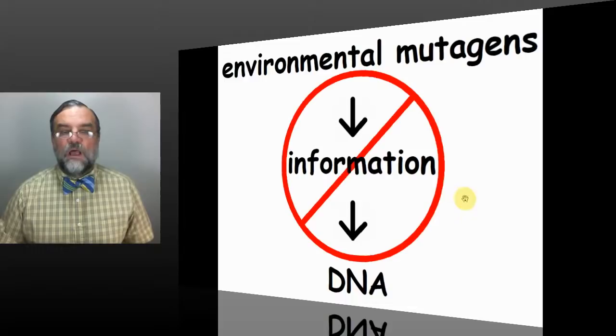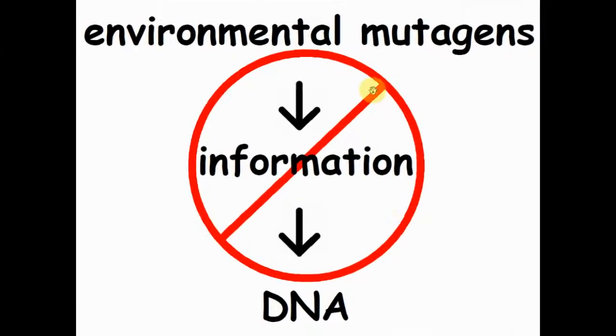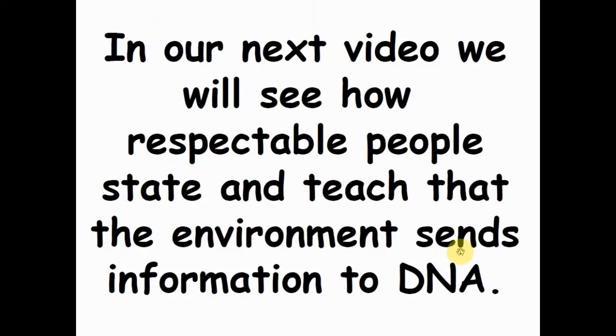We have this diagram here that should summarize pretty much. Environmental mutagens do not bring information from the environment into DNA. Crossed out. Doesn't happen. Not true. Environmental mutagens do not bring any information from the environment into the DNA.